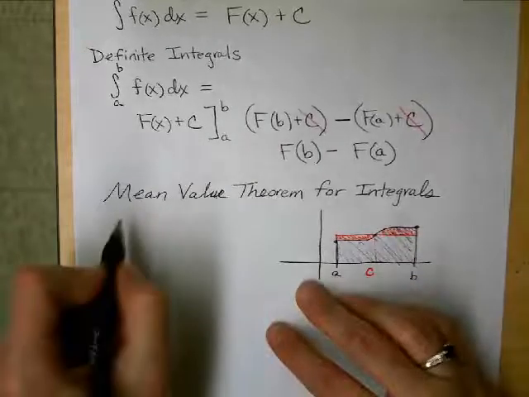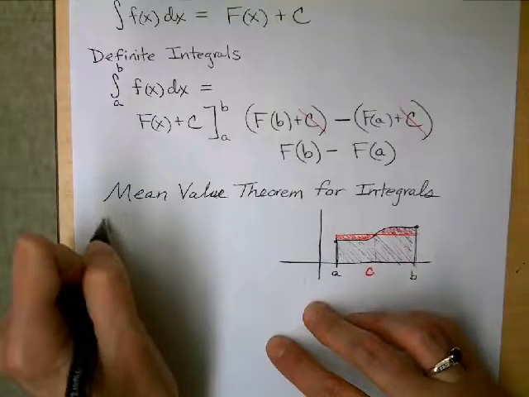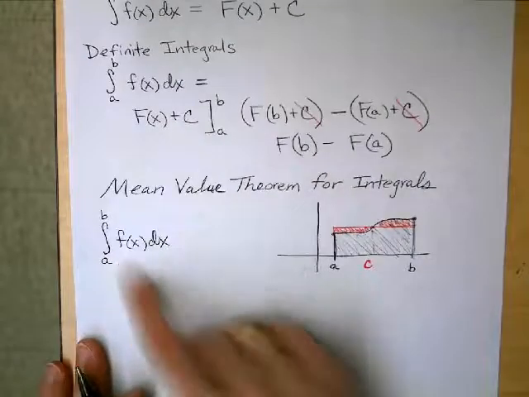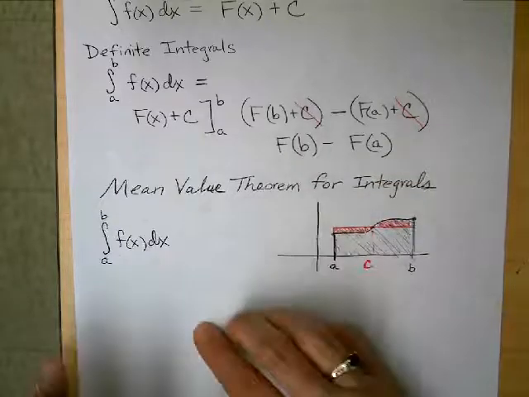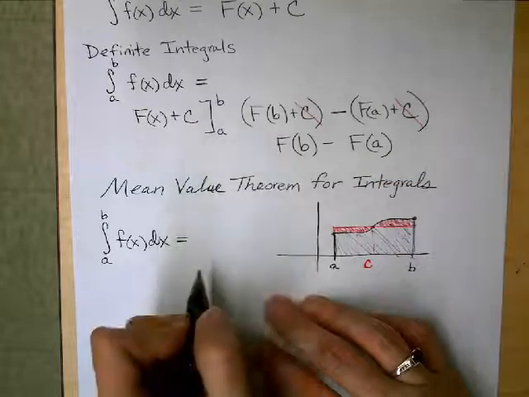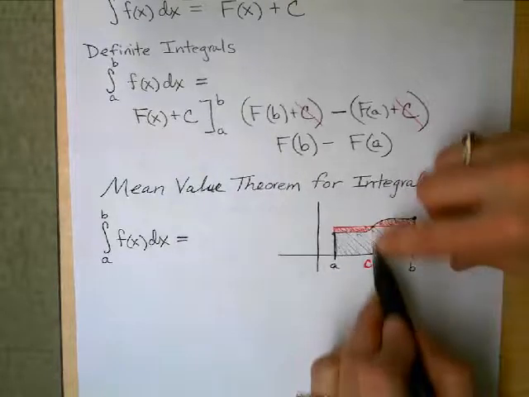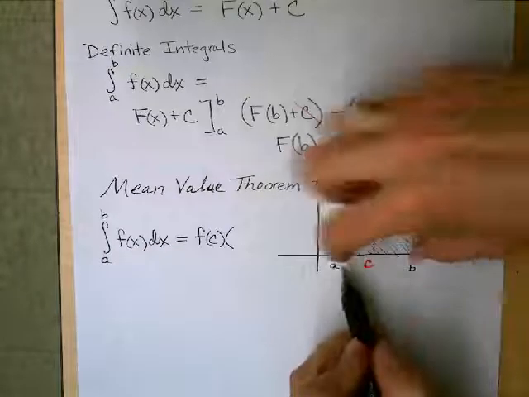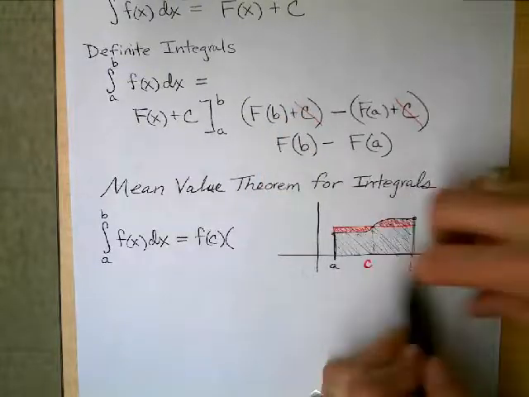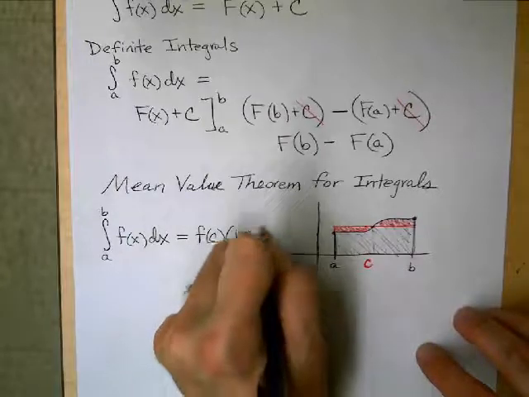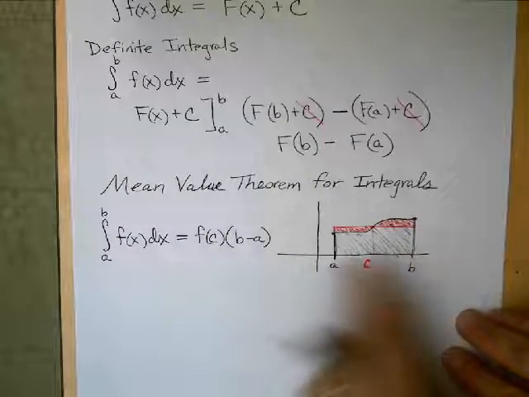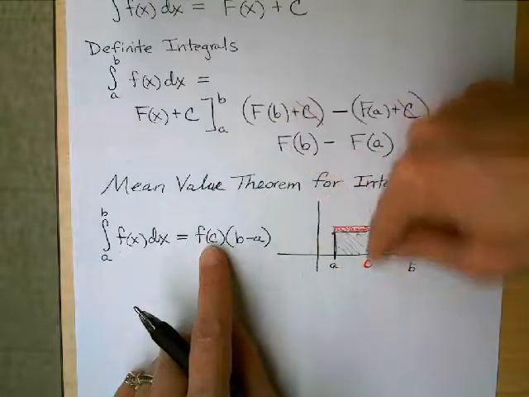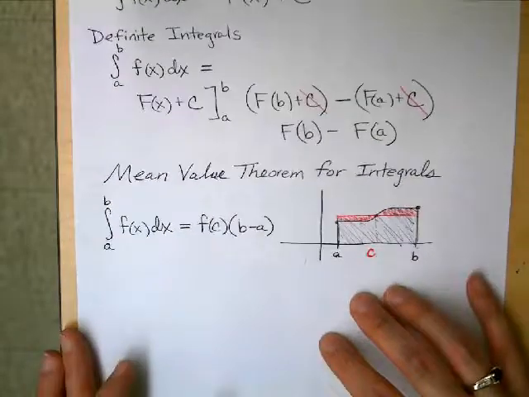Here's the actual theorem, the actual formula. The integral from A to B of f of x dx, which represents your area under the curve, is equal to f of c, the height, how tall this rectangle is, times how wide the rectangle is. It's just like base times height: the base is b minus a, and the height is f of c. This is just base times height of a rectangle. So this is the formula.